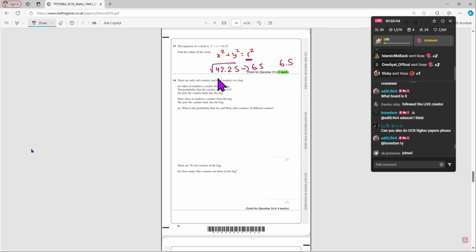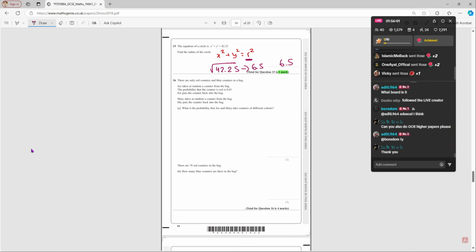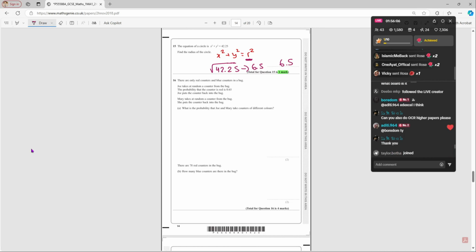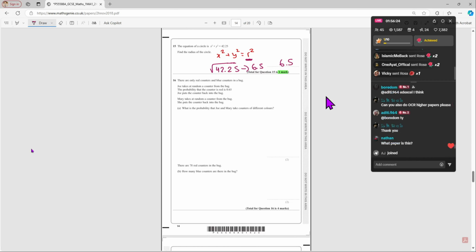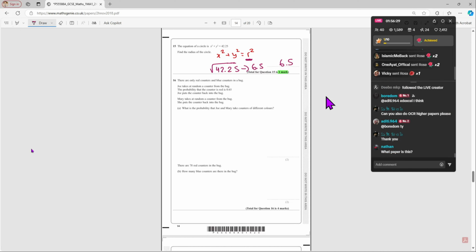So moving on to question number 16. There are only red counters and blue counters in a bag. Joe takes at random a counter from the bag. The probability that the counter is red is 0.65. Joe puts the counter back in the bag. Mary takes at random a counter from the bag. She puts the counter back into the bag. What is the probability that Joe and Mary take counters of different colors?